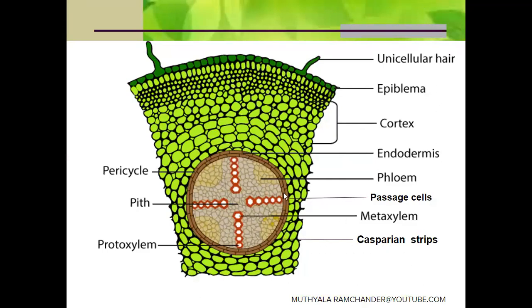See, we observed the endodermis. The endodermal cells are filled with starch, so the endodermis is also called the starch layer. All endodermal cells are covered by strips, which were first identified by the scientist Caspary. So these strips are also called Casparian strips.